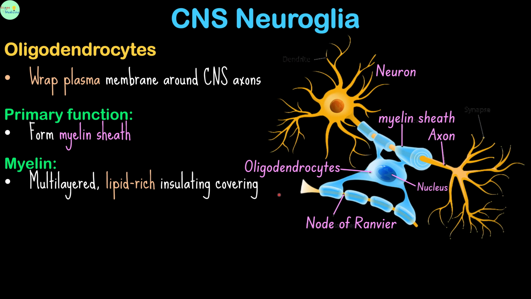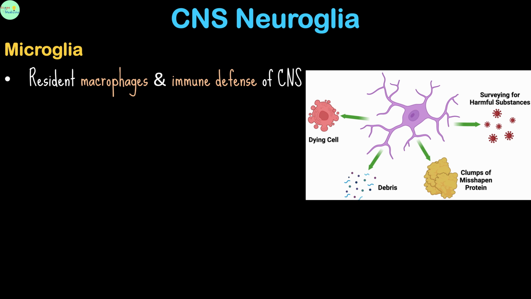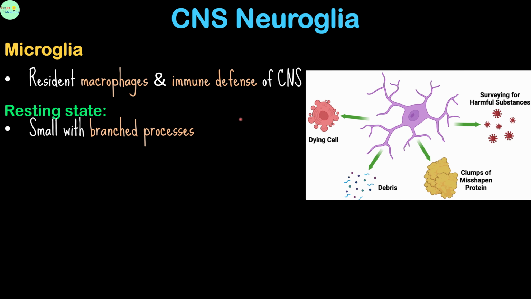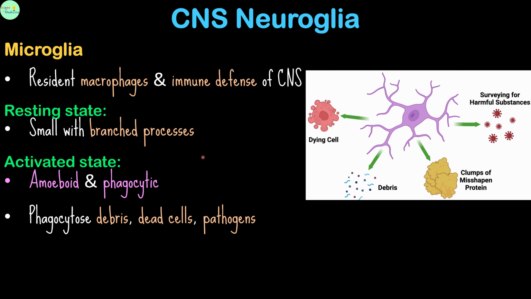A single oligodendrocyte can myelinate segments of dozens of different axons. Microglia are the resident immune cells and phagocytes of the central nervous system. In their resting state, they are small cells with highly branched, motile processes that constantly survey their microenvironment. Upon detection of damage, infection, or debris, they rapidly activate, retracting their processes to become amoeboid, mobile cells.